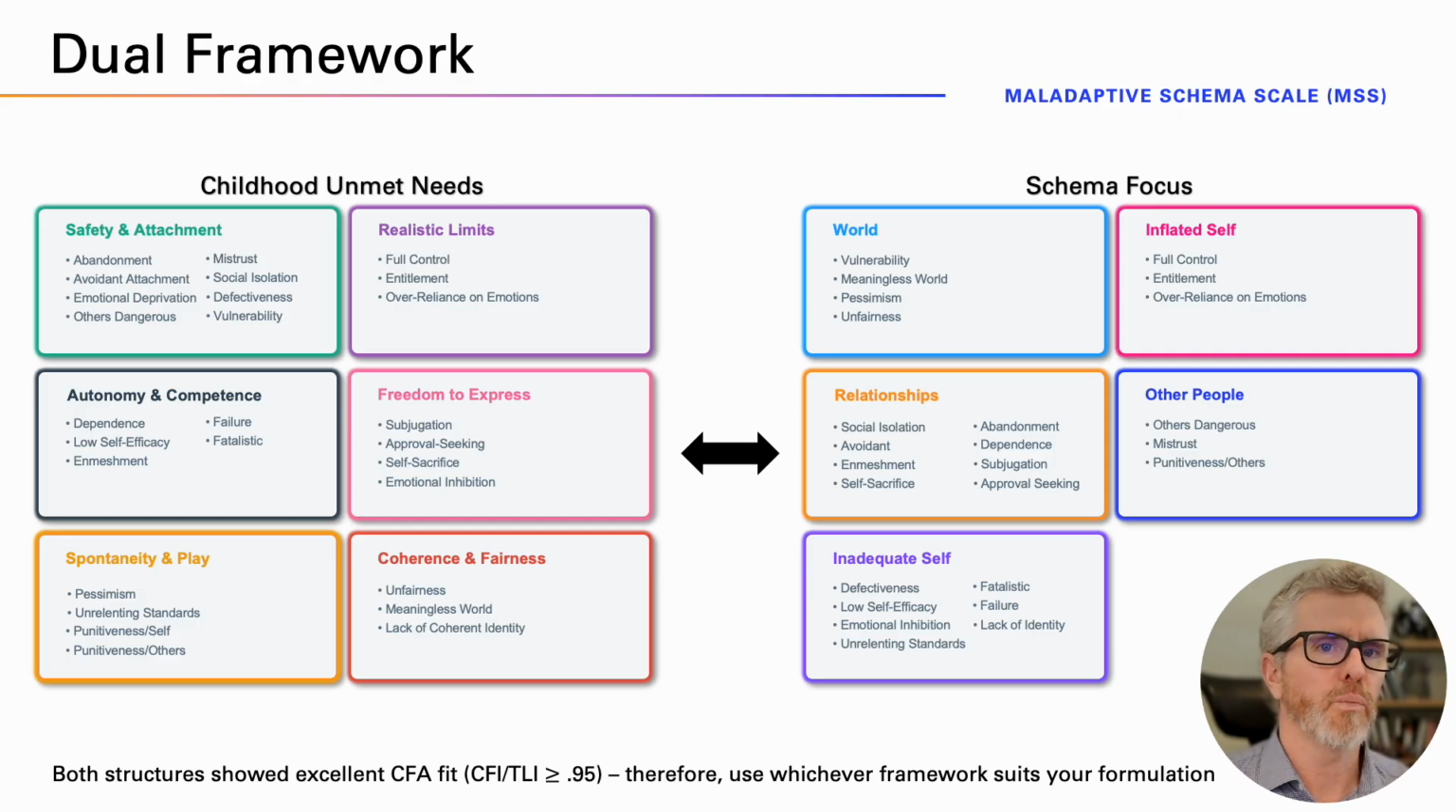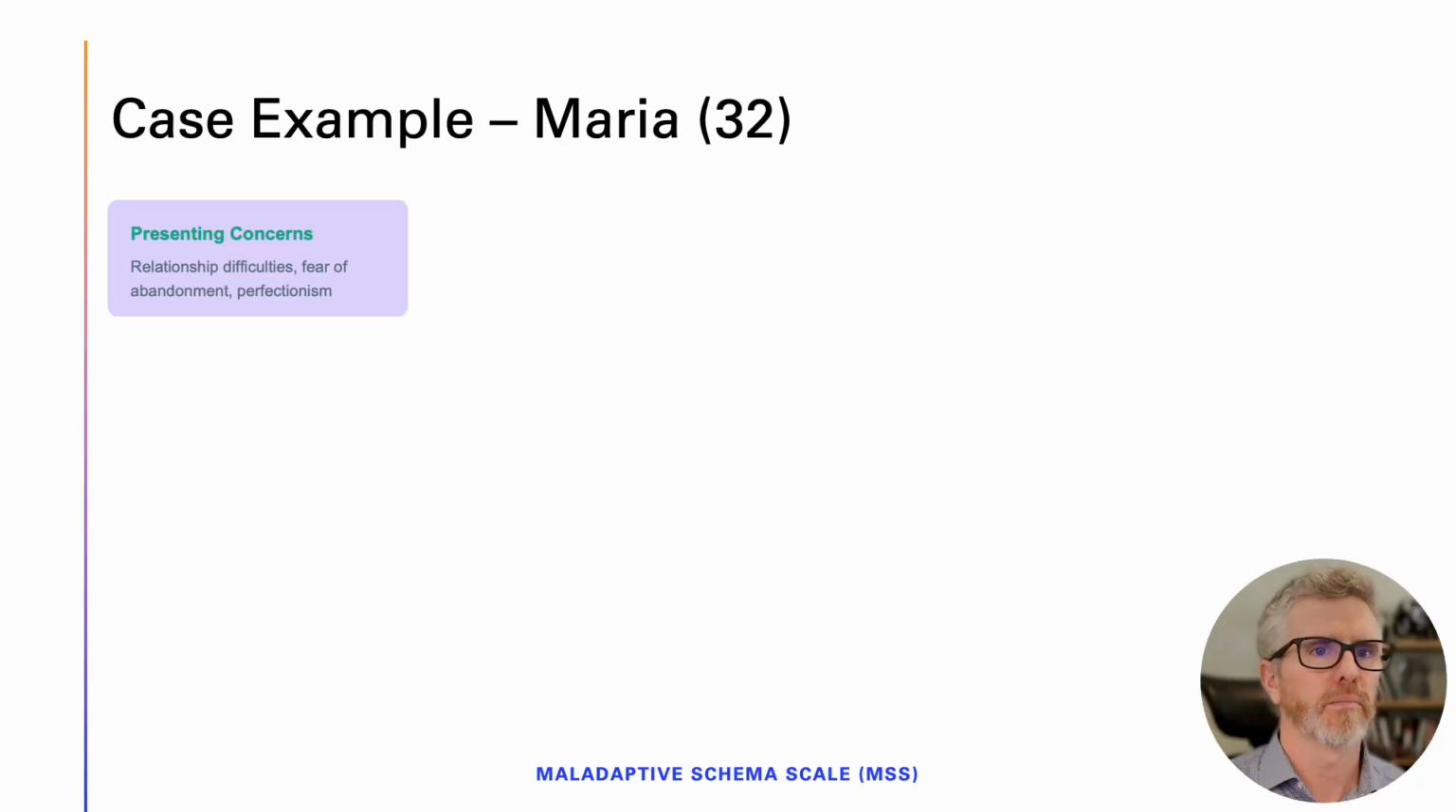Let me just point out one way it can be used. You might notice that realistic limits in the childhood unmet needs framework and inflated self within the schema focus framework contain exactly the same three schemas. This isn't a coincidence or an accident. It shows how lacking limits in childhood could potentially manifest as inflated self-view in adulthood. The two frameworks are complementary, different angles on the same phenomenon, a developmental perspective or a relational perspective. So let me show you what this looks like in practice.